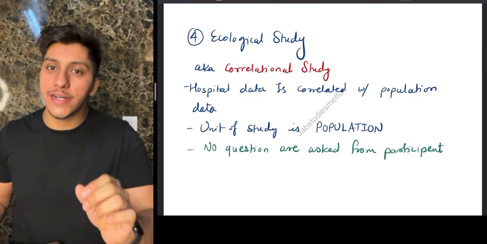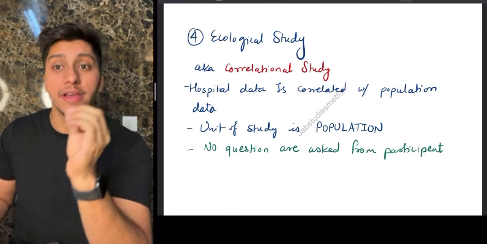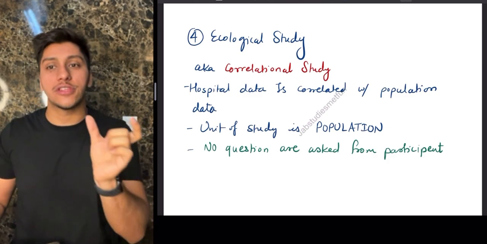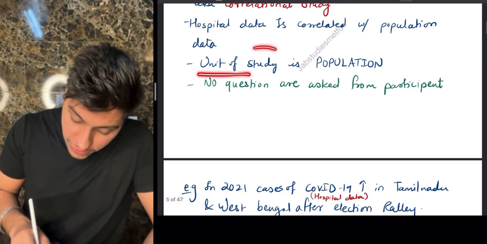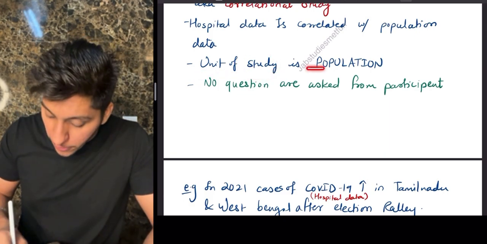So ecological study is also known as correlational study. It is when you compare hospital data with the population data. Now remember, very important over here is the unit of study. The unit of study is population.